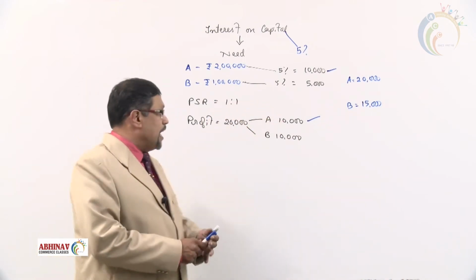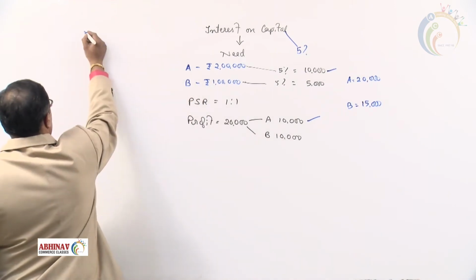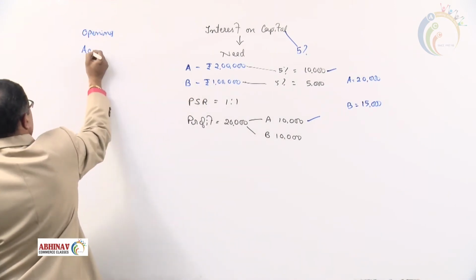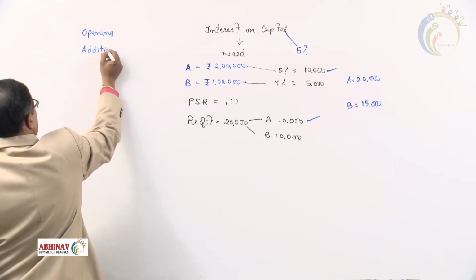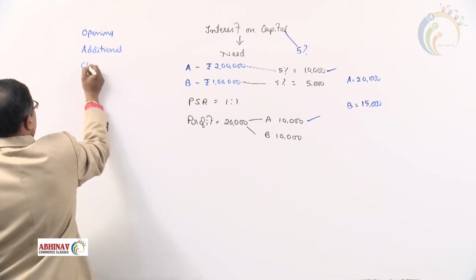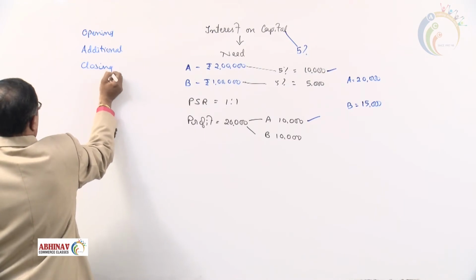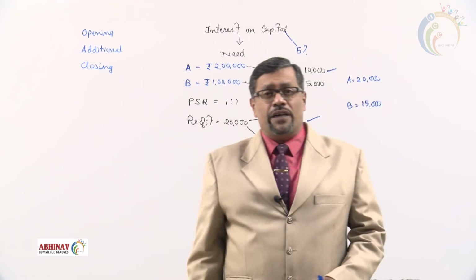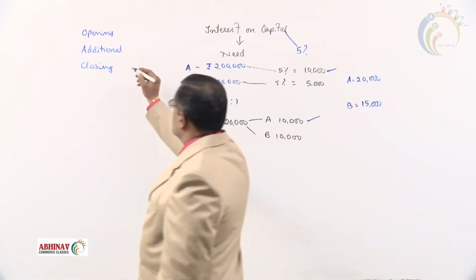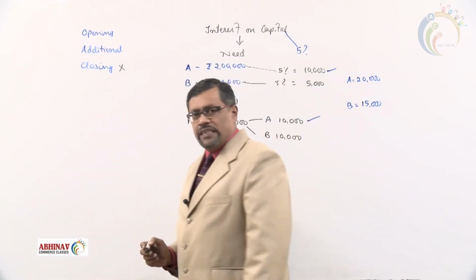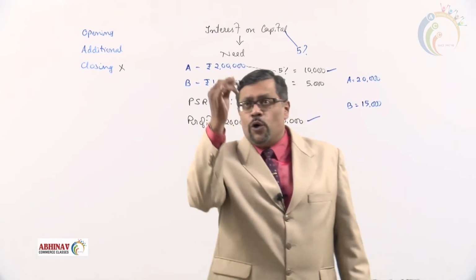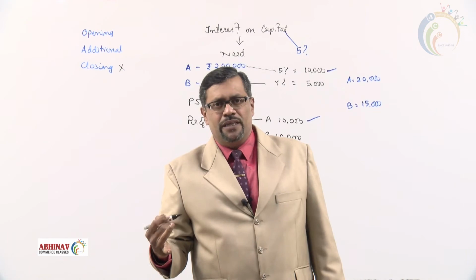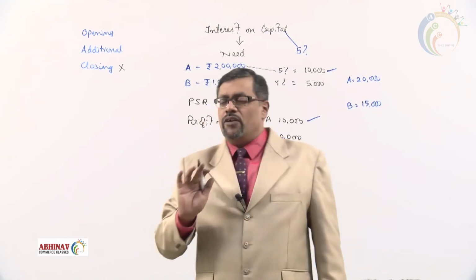But when we start the problems, we have three capitals actually. One is called the opening capital, another is the additional capital, and at the end of the year, what we get is the closing capital. Then the question is, on what to calculate the interest? Remember, on closing capital, we never calculate the interest, because closing is what? Opening plus additional minus drawings gives the closing capital.